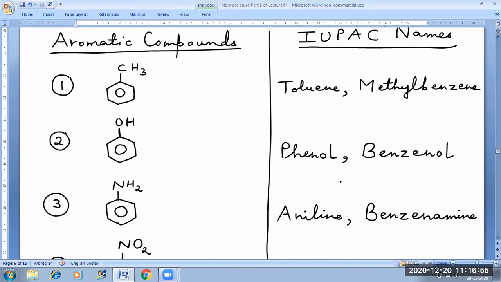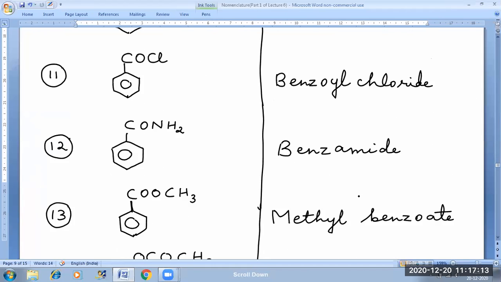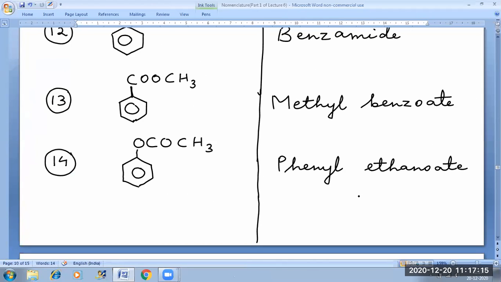These all are suffixes. Whatever IUPAC names I have written in the table, all will be suffixes. They are never prefixes. These all are suffixes, all, right from 1 till the end. All these will be suffixes.